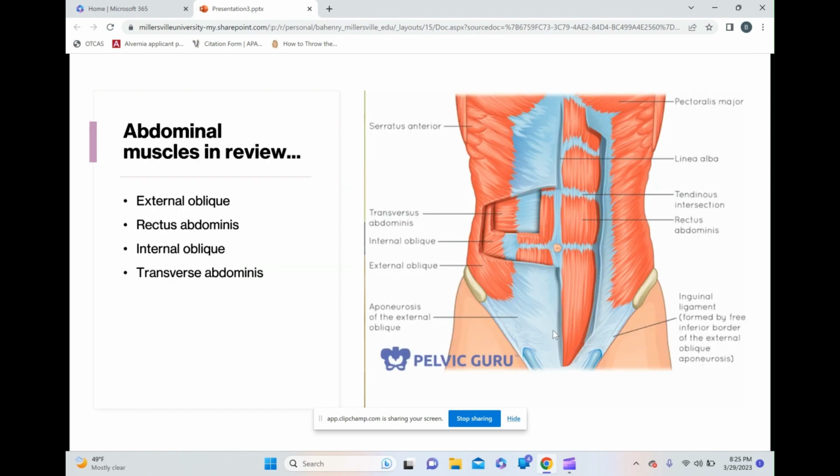Finally, in review, this diagram provides a very good overview of the way that the abdominal muscles are layered. The most superficial muscles are the external obliques, followed by the rectus abdominis, internal obliques, with the transversus abdominis as the most deep muscle, with the fibers of the transversus abdominis running east to west.